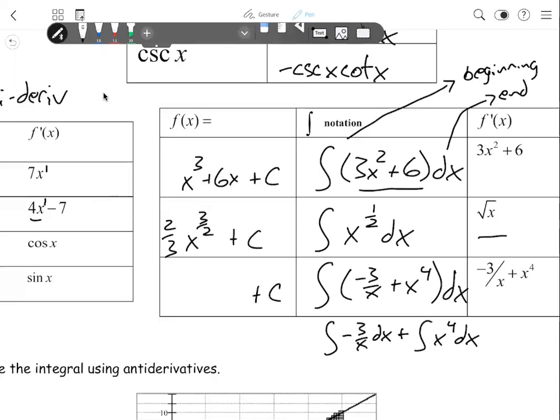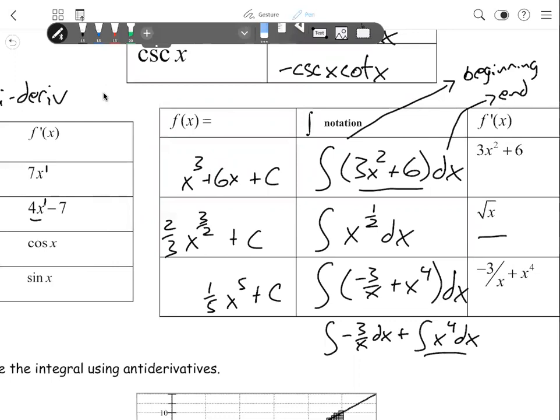So I need a plus c. And then let me work this second one. I'm going to add 1 to my exponent, which gives me x to the 5th. And then I divide. So 1 divided by 5 gives me 1/5 x to the 5th. And so that takes care of the second term, but then I have -3/x dx. Well, I could write this as the integral of -3x to the -1. The problem with this is when I add 1 to my exponent, I get 0, and then I'm dividing by 0, and I can't do that.